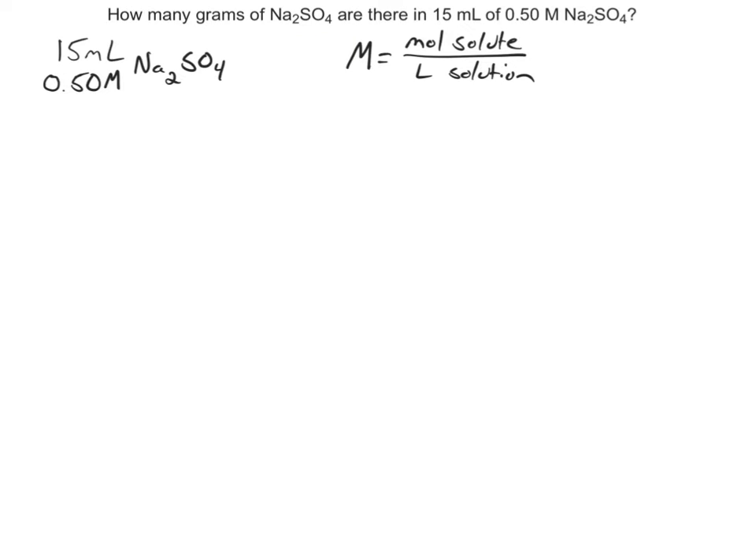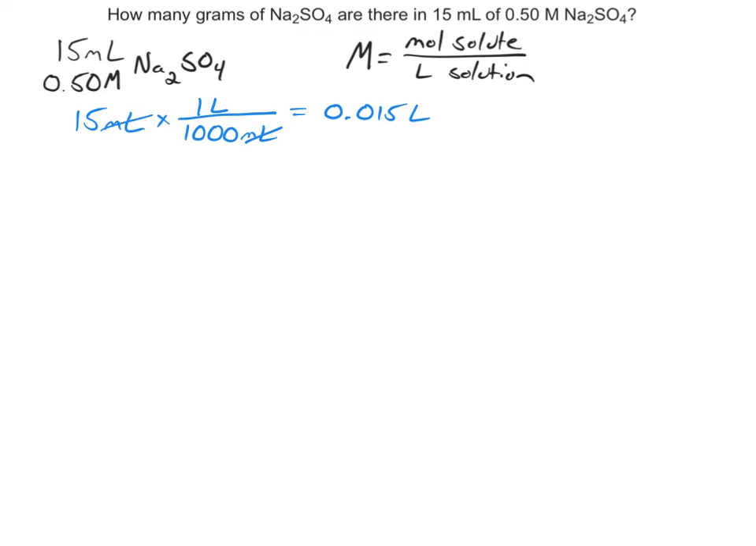So we have molarity, which is 0.50 molar, which is correct, but we have milliliters, which we need to convert to liters. So we take our 15 milliliters and we convert that to liters, knowing that in 1 liter there is 1,000 milliliters. Milliliters is on the bottom, so those units cancel, and we're left with 0.015 liters of solution. So the next step is then to set up the molarity equation.